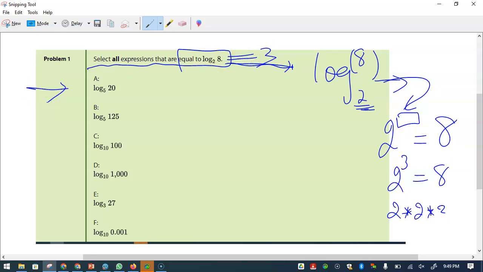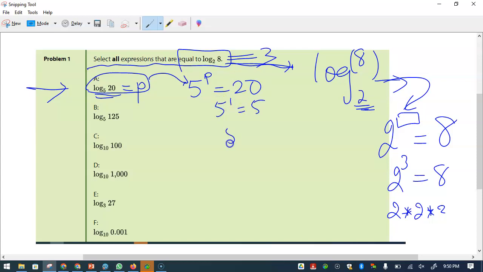So if you check the first one, if you want to figure out what this answer is and you do not know, we'll call it P. That means 5 raised to P is 20. So this is log form and this is exponential form. Now we do know 5 raised to 1 is 5, 5 raised to 2 is 25. Now this 20 is between these, right? So your answer has to be between 1 and 2. So it cannot be 3. So this is wrong. Let's check the next one.